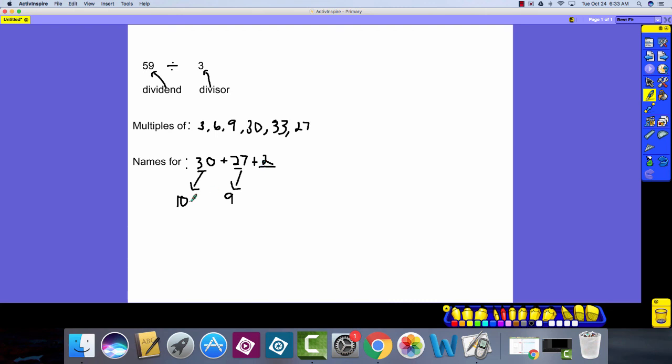So I have 10 3's in 59, plus 9 3's in 59 as well. So 10 plus 9 is a total of 19 3's. So 59 divided by 3 results in 19 with a remainder of 2. So 59 divided by 3 is 19 with a remainder of 2. Again, I thought about multiples of my divisor, and I used those multiples to help me break up 59, and then use some simple mental division to help me come up with my quotient.